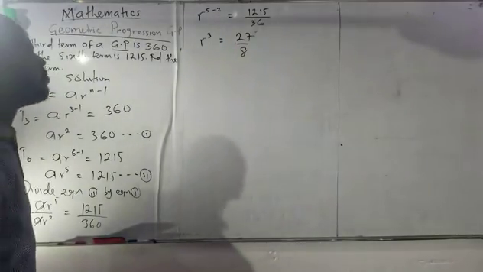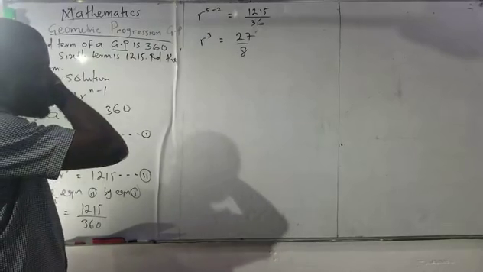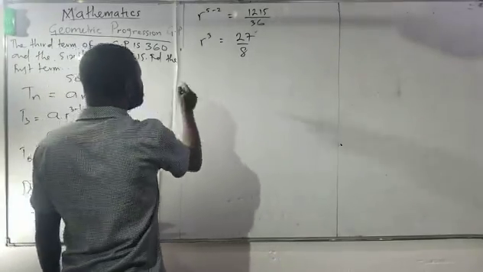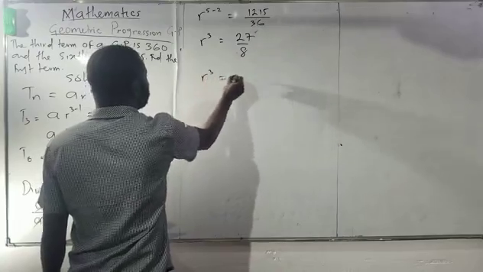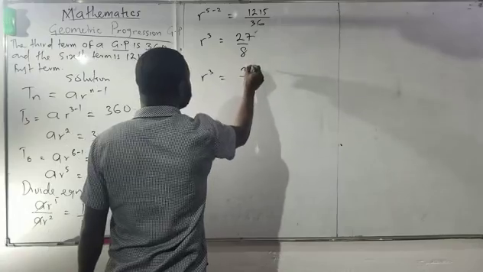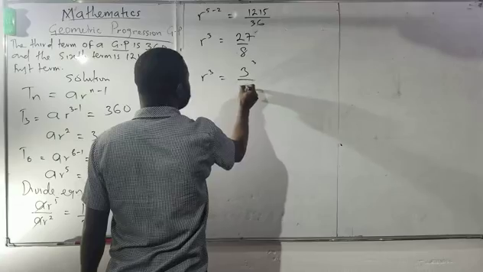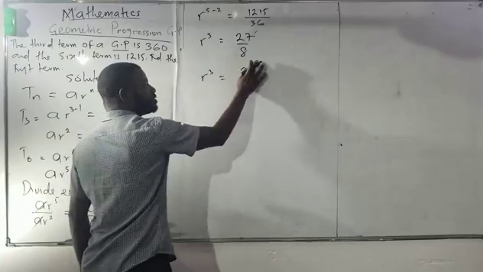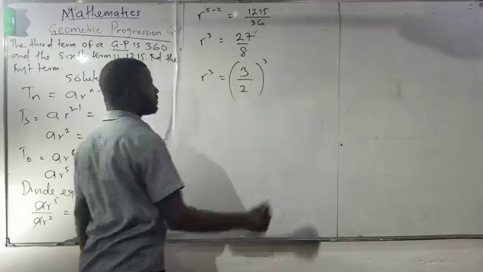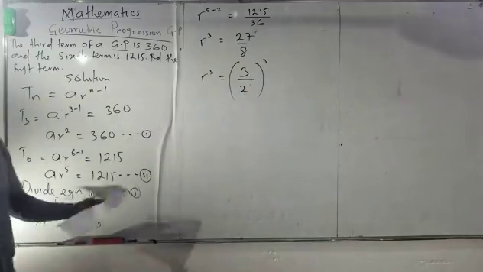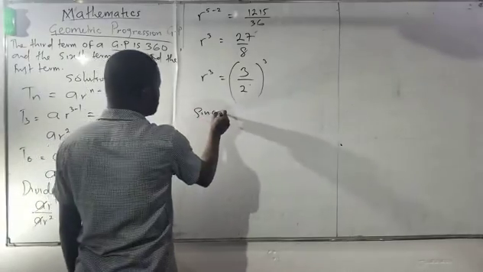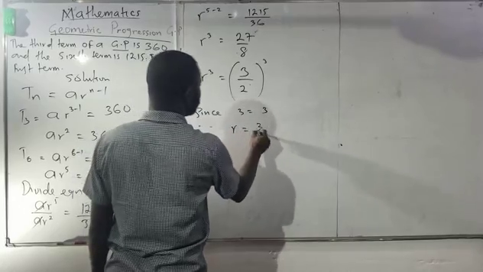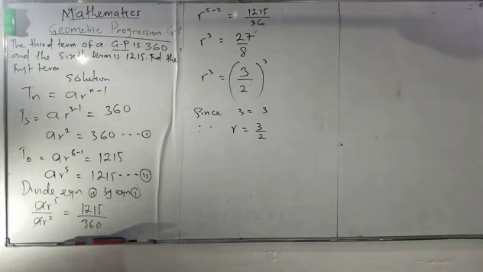Okay, now what I just need to do is write this as r cubed equals to 3 raised to power 3 over 2 raised to power 3. These are the same power. It means it's allowed to write it this way, power 3. Since the powers are the same, we have done that on indices. Therefore r will be equals to 3 all over 2. It means my r equals to 3 all over 2.